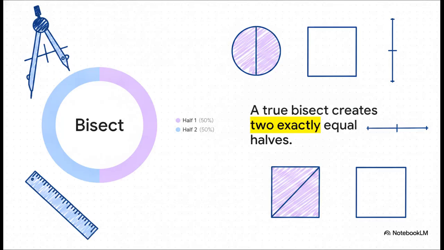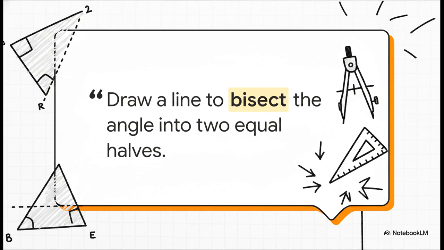Here is the big takeaway, especially for geometry. A true bisect literally has to create two equal halves. This word totally shines in math class. It perfectly describes drawing a line to split an angle exactly in two.